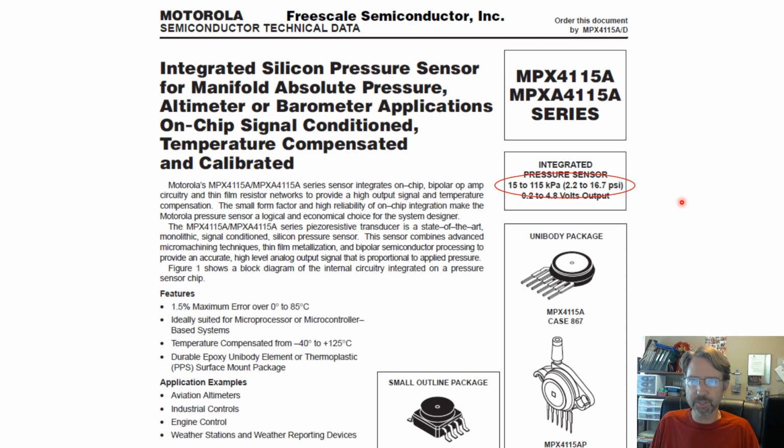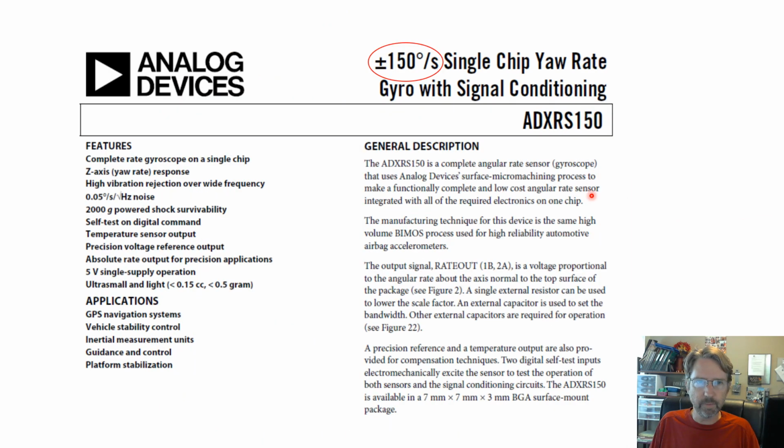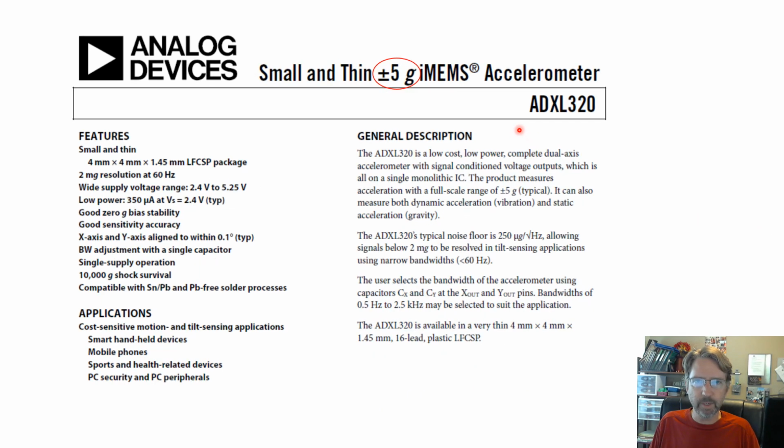So looking at the pressure sensor, the MPX 4115A, it has the range right here, 15 to 115 kilopascals, or 2.2 to 16.7 psi. Atmospheric pressure is in the 14 to 15 psi range, so that's what it's designed to measure. The yaw rate gyro, the ADX-RS150, right up here at the top, plus or minus 150 degrees per second. So the span would be 300 degrees per second. And the accelerometer right here, plus or minus 5 Gs. It's also in other tables that we'll see later. But it's so important they put it right up here at the top, because if you need to measure 10 Gs, this isn't going to work.